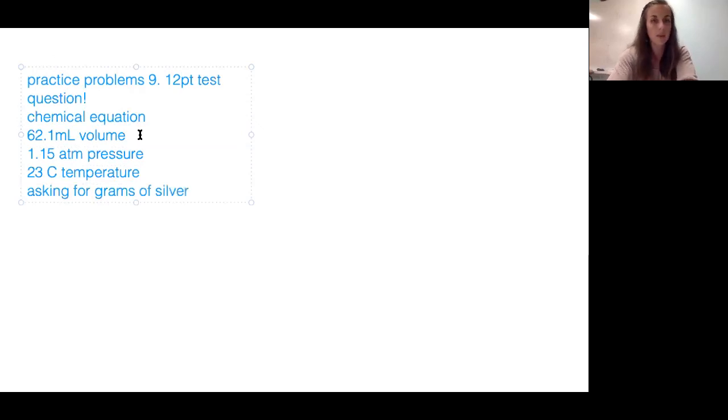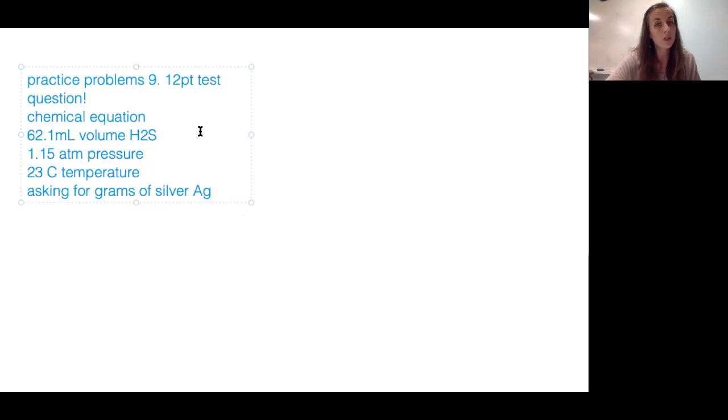The volume they gave me was for H2S. So if I'm looking at the equation that they gave me, it looks like the silver is the Ag, so I'm going to put that here. So they're giving me a volume of one substance. They're asking me for grams of another substance. So remember, anytime you're going from the amount of one substance to the amount of another substance, you're going to use stoichiometry, okay? So this question is going to have a lot of steps, but we're going to do it together. All right, so I'm listing out everything I have.